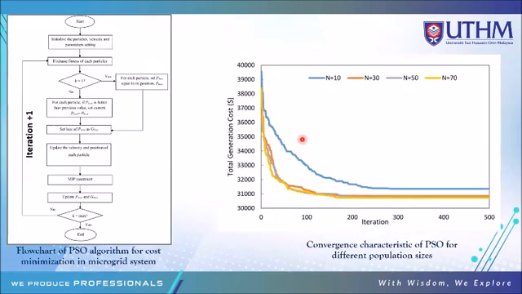This is the flowchart of the implementation of the PSO algorithm for minimizing our objective function. First of all, we have to initialize the particles and the parameters of the PSO. We have to initialize the weight factor W, C1 and C2, and the population size. We need 4 parameters for PSO.